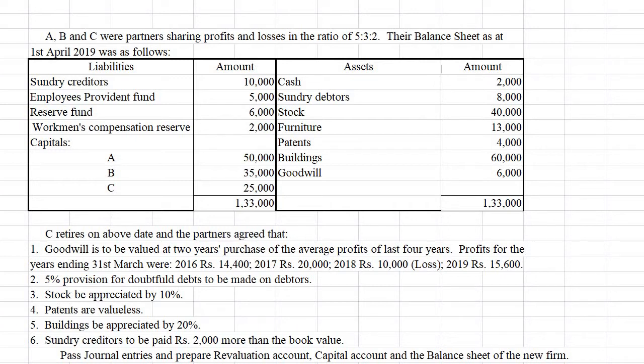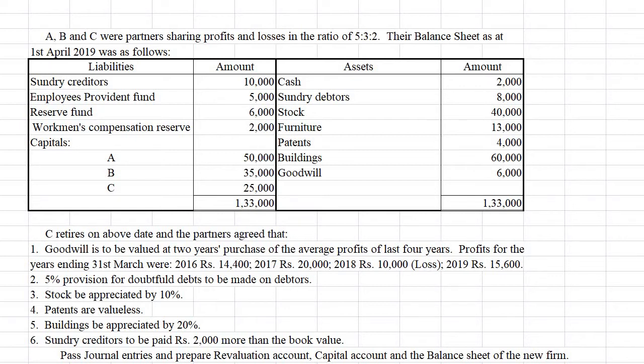5% provision for doubtful debts is to be made on the debtors, that is, debtors is decreasing. Stock be appreciated by 10%, there is an increase of stock by 10%. Patents valueless, completely its value has to be written off. Then building be appreciated by 20%, increase in building by 20%. Sundry creditors to be paid 2,000 more than the book value. Sundry creditors is increasing by 2,000 rupees.